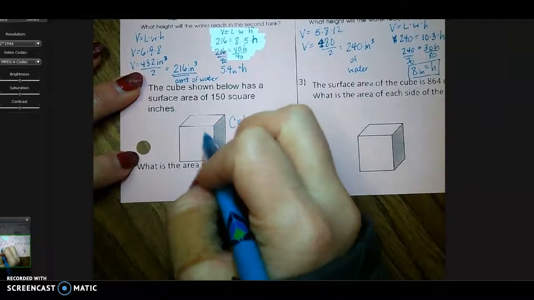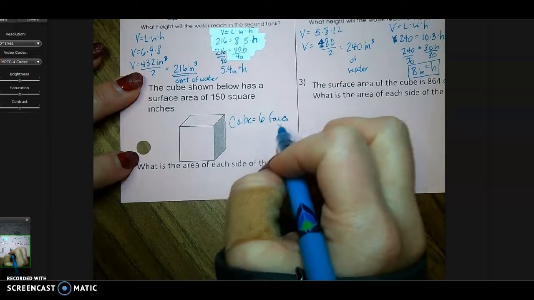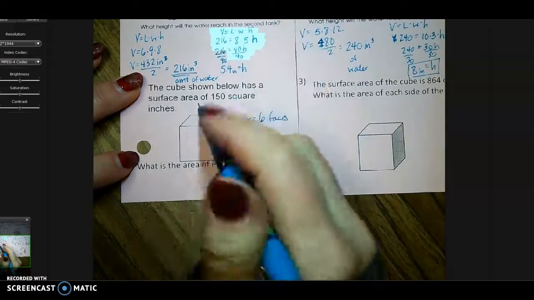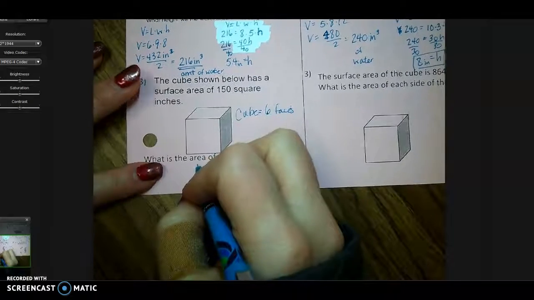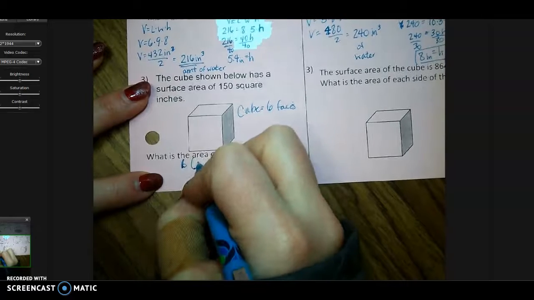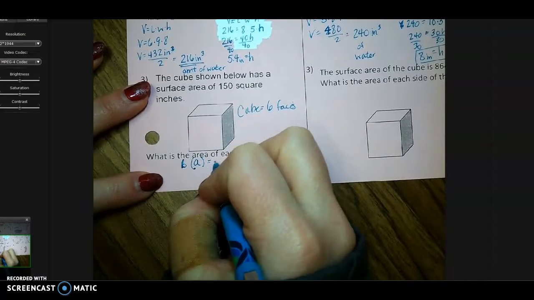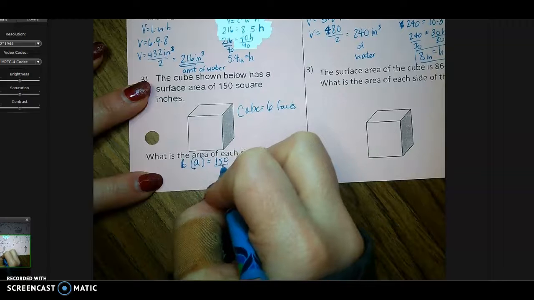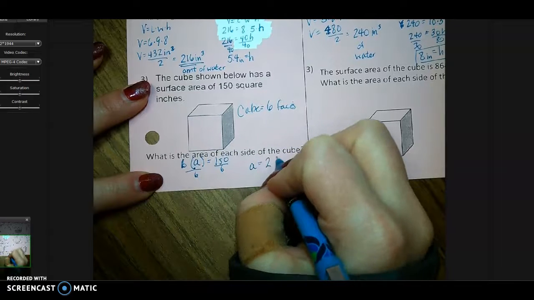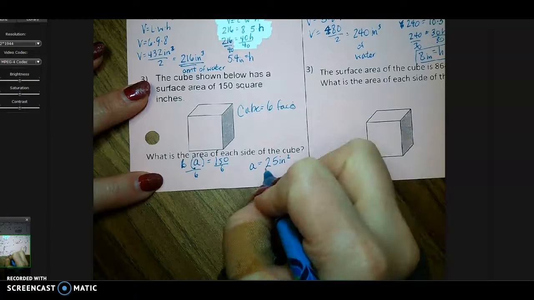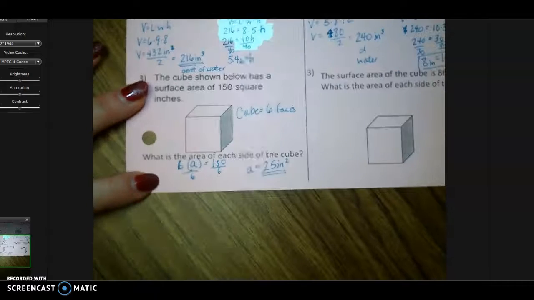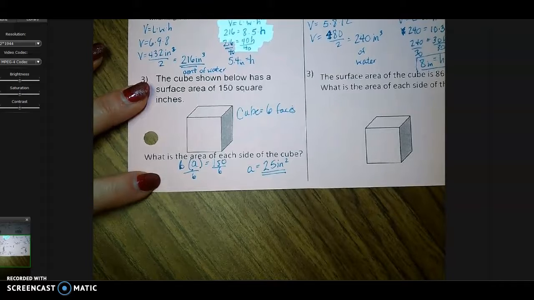So if the total surface area, if I added all those cube areas up, all those perfect squares, all those faces up, I would get 150. So that means 6 times something equals 150. So if I divide by 6, that means the area of one side is 25 inches squared. So go ahead and pause the video and try the next one.